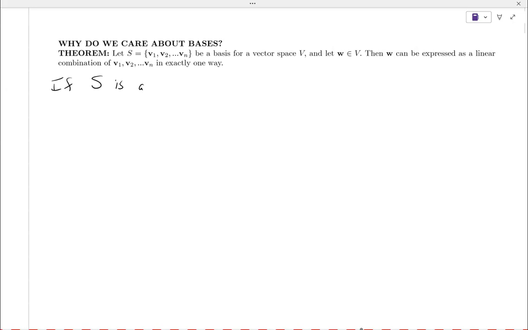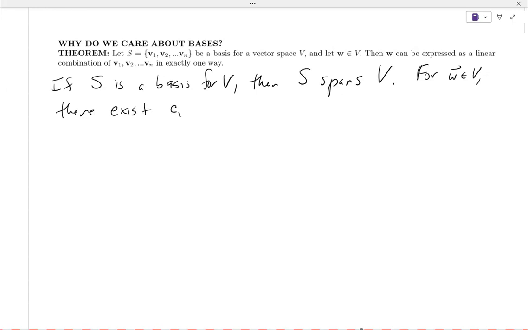if S is a basis for V, then S, we're going to remember, spans V. And again, the idea behind spanning means that for any vector w in V, there exist constants C1, C2, out to Cn, such that w can be written as C1V1 plus C2V2 plus and so on up to CnVn.